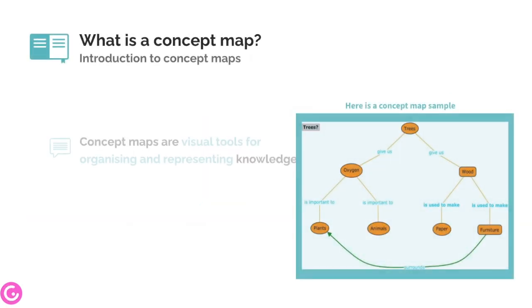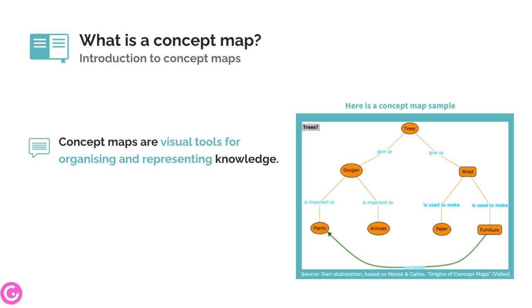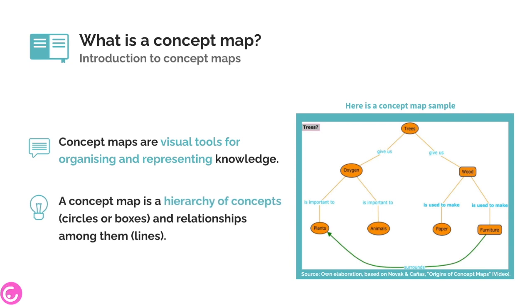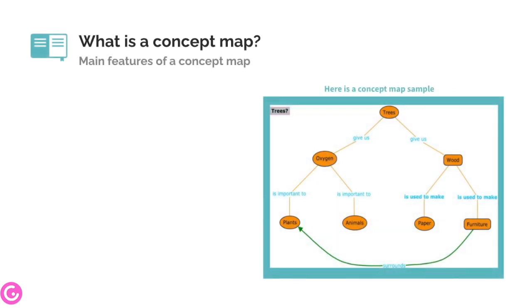The first thing you need to know is, what is a concept map? Concept maps are visual tools for organizing and representing knowledge. A concept map is a hierarchy of concepts, usually drawn inside circles or boxes, where relationships among these concepts are indicated by lines drawn to show their connection. The first step in understanding concept maps is to identify their main elements and features.